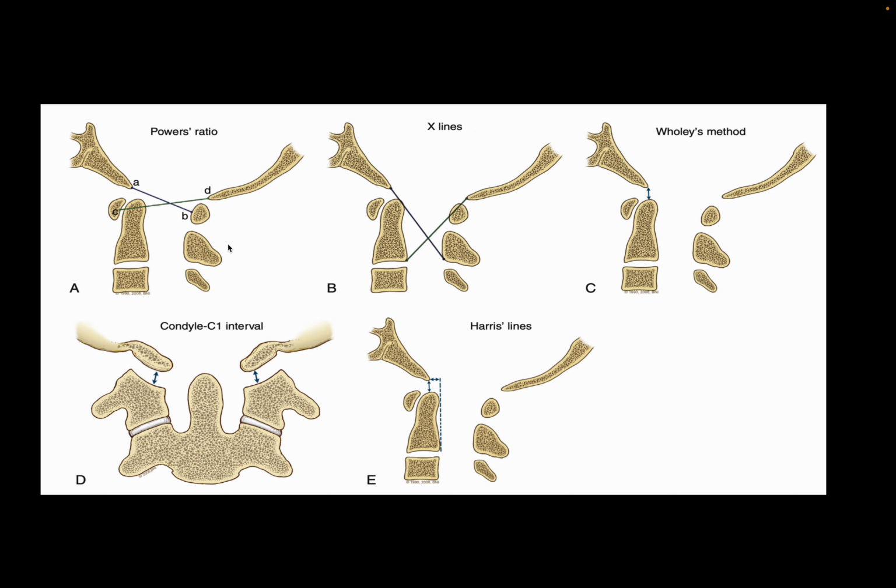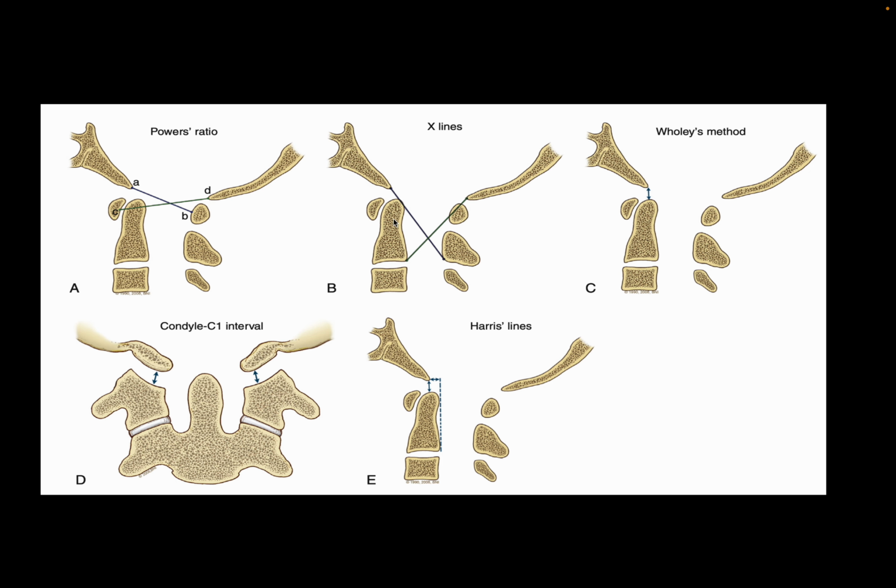Move over to the Powers ratio. Again, this one is a great number to know. I would really lock this one away. It's the basion to the posterior atlas arch divided by the opisthion to the anterior atlas arch. A ratio greater than 1 is considered abnormal. So 1 is a very easy number to remember. If there's one method to commit to memory, this would be the one to do so.